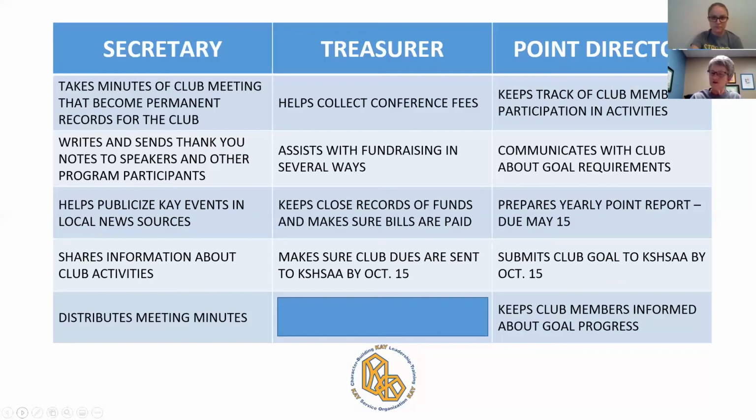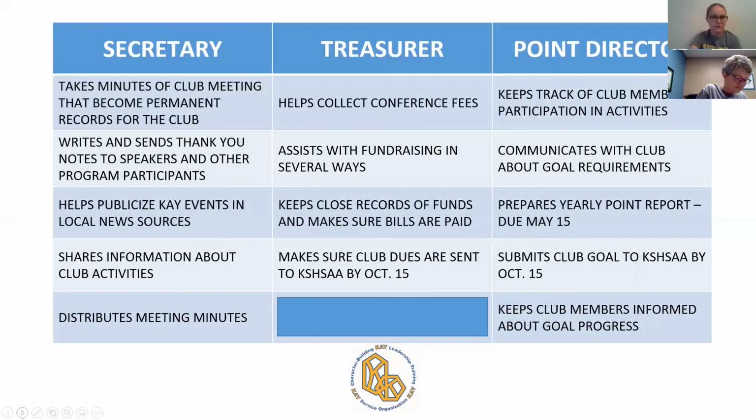And it may be hard to do. A lot of cities, or small towns in Kansas, don't have local newspapers anymore that publish regularly. But you may have some kind of a Facebook page for your town that you could publicize things on, or there may be a community newsletter that's put out somehow that you could get information in. But it's always good to let your community members see the good things that KAY is doing in your community. And this is part of what the secretary does in his or her role.